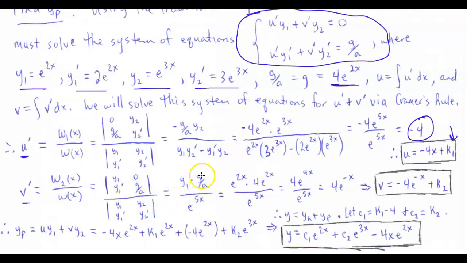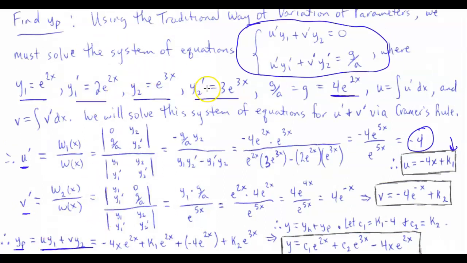And of course, if you actually work all that out, you'll see that it ends up being just y1 times g divided by a over e raised to the 5x. Plug in what I know y1 to be, e raised to the 2x, g over a, 4e raised to the 2x, and work it all out, and I get 4e raised to the negative x. So if I take the antiderivative of this, it's going to be negative 4e raised to the negative x plus another integration constant. Okay.